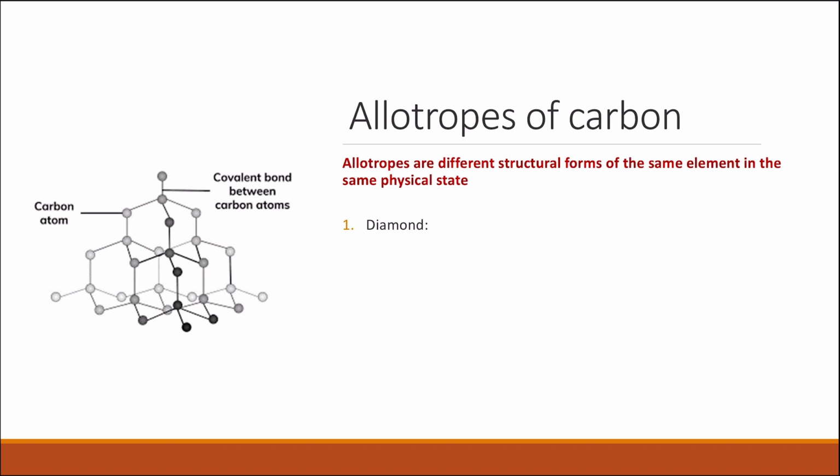Diamond is one of the giant covalent structures, and it's only formed of carbon atoms. Each carbon atom is linked with four other carbon atoms with four covalent bonds. This is why diamond is very hard, because the covalent bonding between the different carbon atoms is very strong. So it's very hard, and also diamond has a very high melting point.